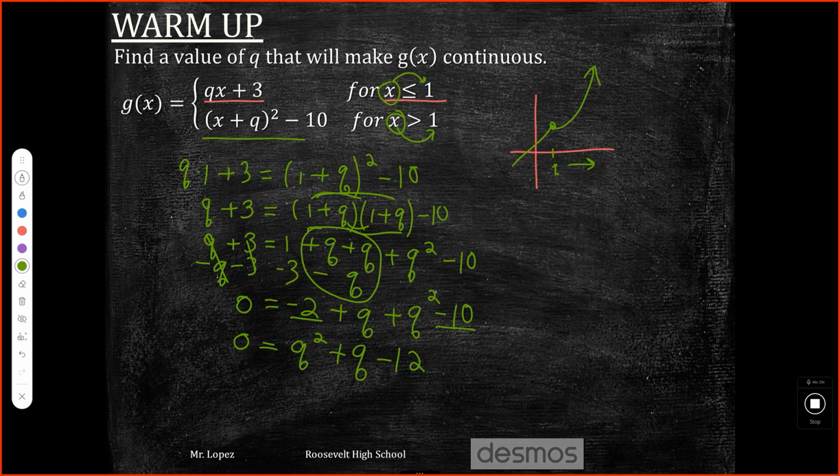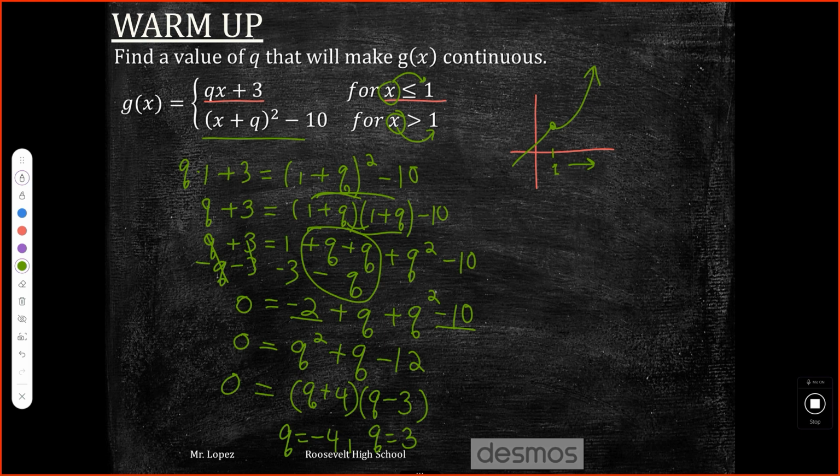And now we can factor, and hopefully we can find a q value here. Let's see, factor, that would be plus 4 minus 3. So the possible values of q could be q equal negative 4 or q equal 3. So which one is it? Is it q equal negative 4 or q equal to 3? Is it both, or is it just one of them?